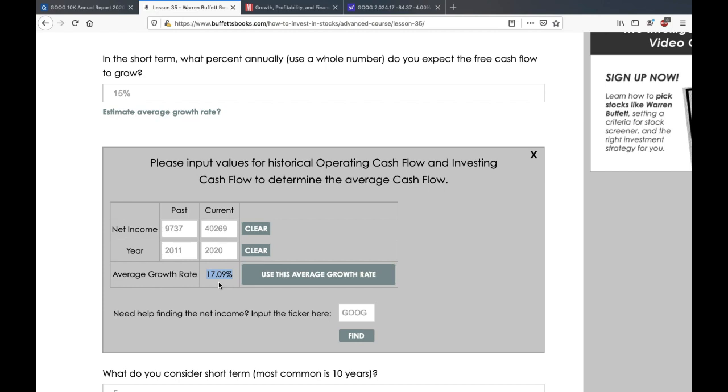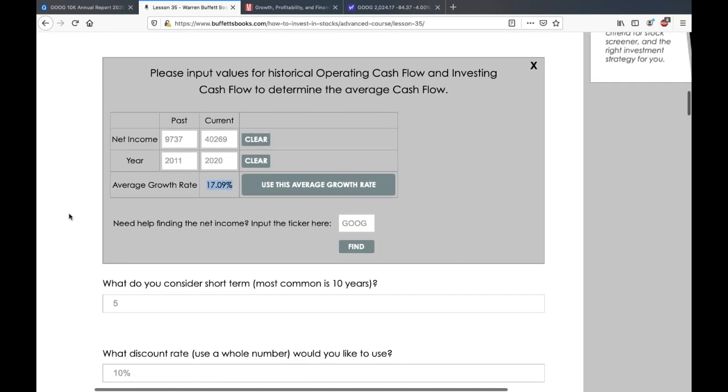But I want to be conservative, so instead of 17, I have gone down to 15%. And make a note that you should always be as conservative as possible, because these are estimations in the future. No one knows what is coming in the future. So the more conservative you are, the safer you are.